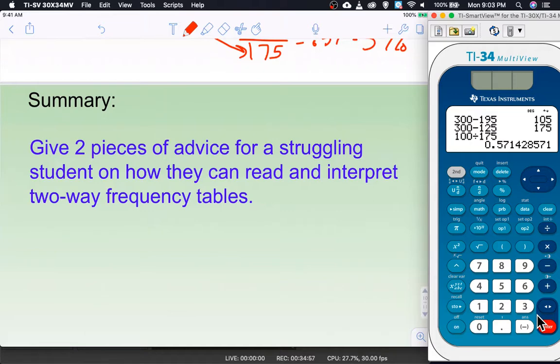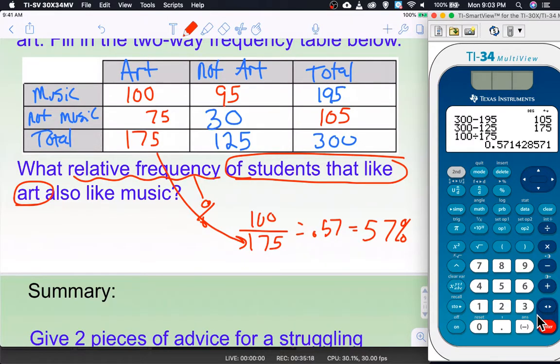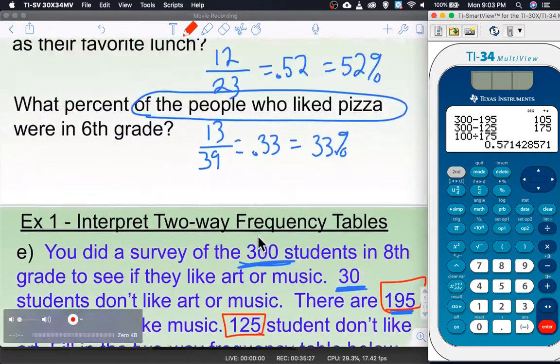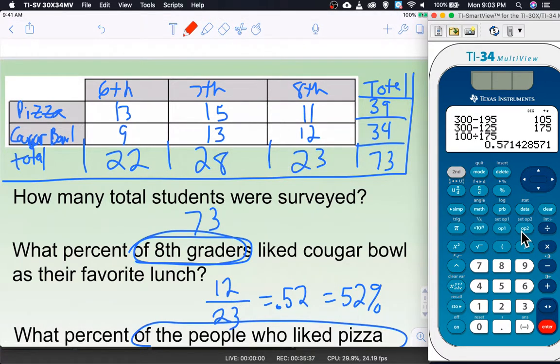Things I would recommend. I would recommend always including a totals row and column on every two-way table. Even if one's not given, I would make them and have those totals because that's very important and very helpful. The second thing I would do is when you're trying to find a percentage or a relative frequency, understanding that the "of" number is your denominator. Of the students that like art, that's the total kids who like art. That's my 175. Or here, of the 8th graders, that was my total 8th graders, those 23 kids. That was the total of them.